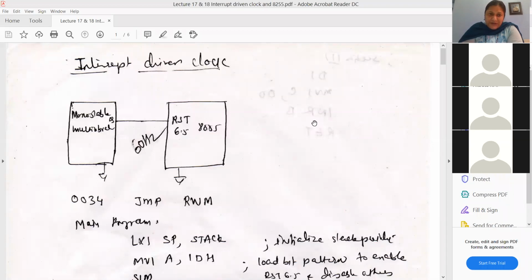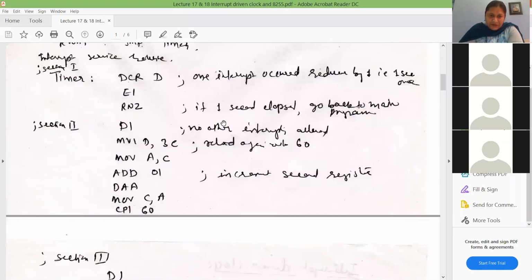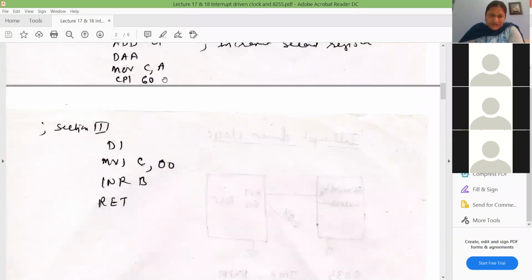Last time I explained the interrupt driven clock. Just for your notes, I have attached this particular program. Two instructions are missing on this page, EI and RNZ. You can write them because they were at the very bottom of the first page, so in scanning they didn't come.